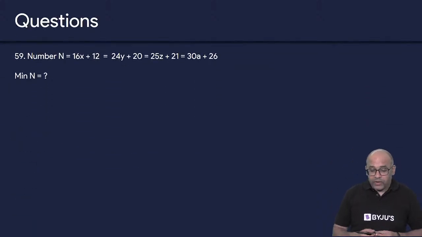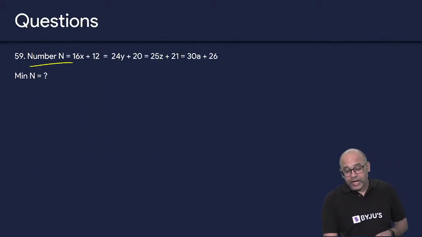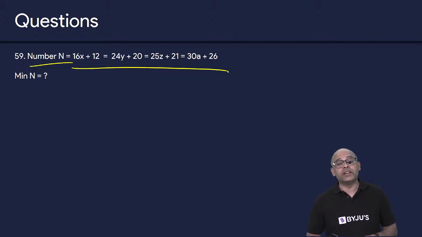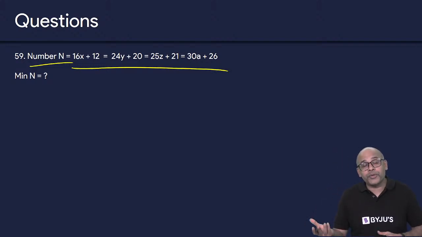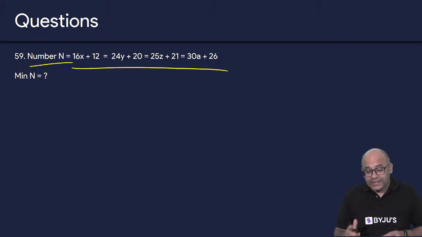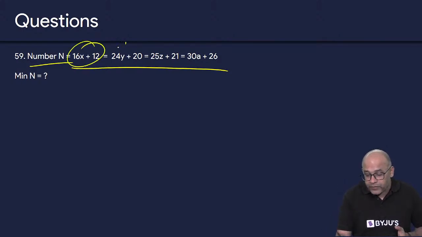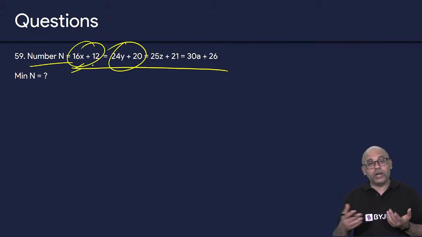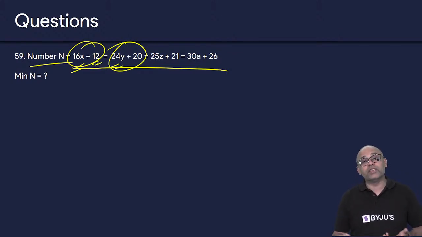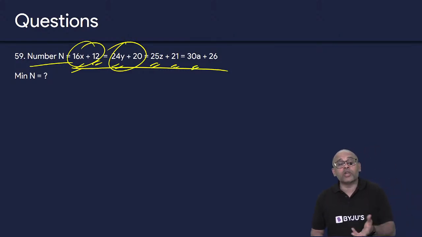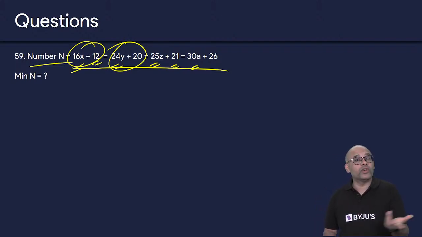Then you had a question on numbers. Again, if you try to solve this, this will become very, very difficult. However, if you go by the options and see the smallest value of the option, if it fits all of them, you divide by 16 the smallest option and see whether the remainder is 12. Then divide by 24 and see whether the remainder is 20. Divide by 25 and see whether the remainder is 21. Divide by 30 and see whether the remainder is 26. The smallest option which is working for all these four, that's your answer.